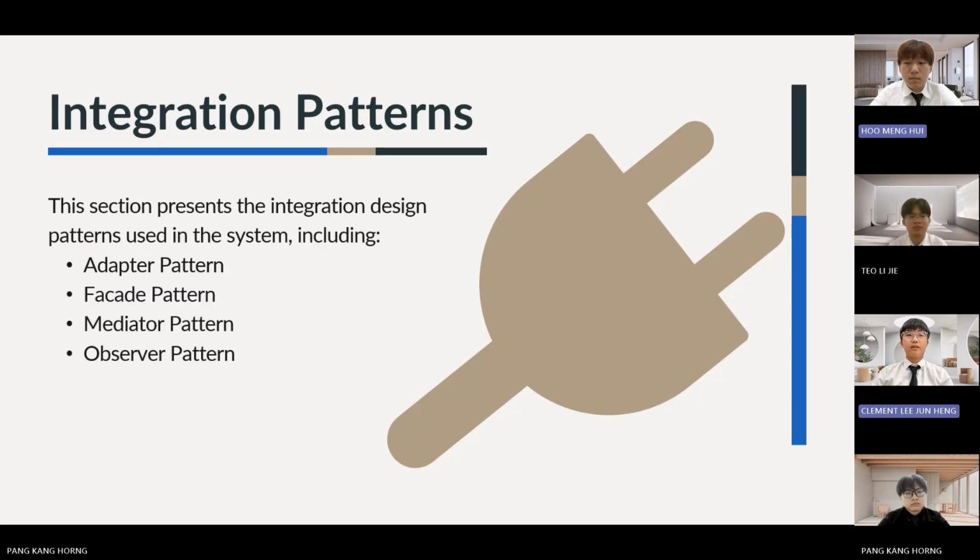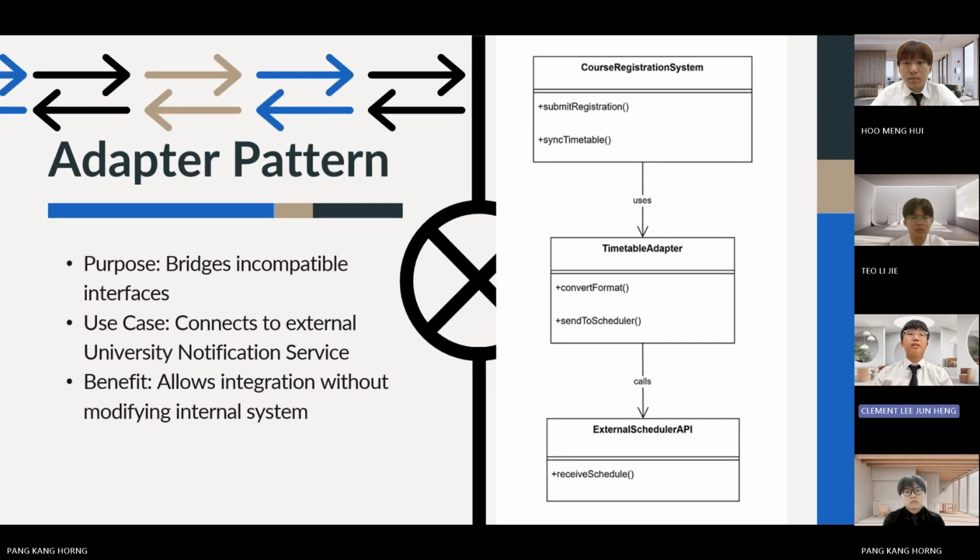This section presents the integration design patterns used in the system. They include the adapter pattern for reaching incompatible interfaces with external services, the facade pattern for simplifying complex subsystem interaction, the mediator pattern for managing communication between subsystems, and the observer pattern for enabling real-time notification. These patterns ensure the system is modular, maintainable, and scalable while integrating seamlessly with existing university services and providing a smooth user experience. So the first one is the adapter pattern.